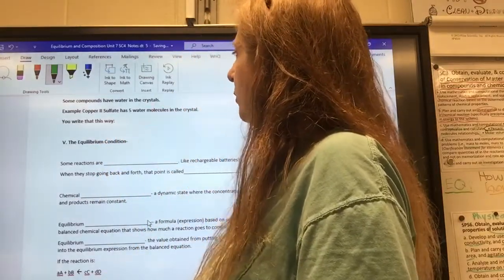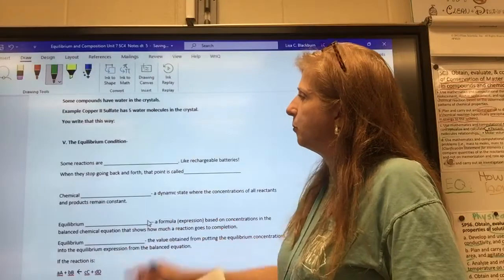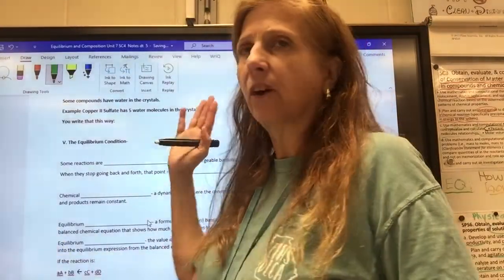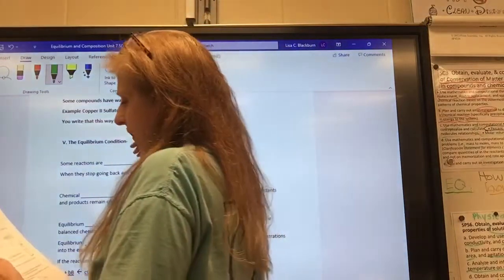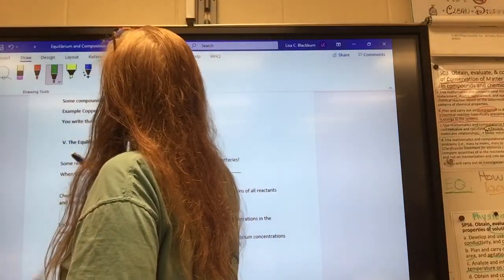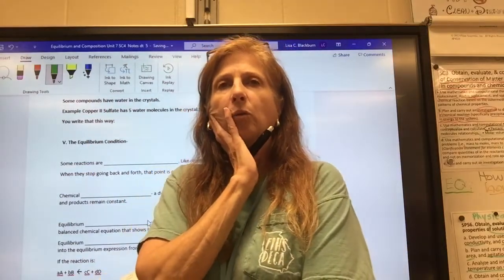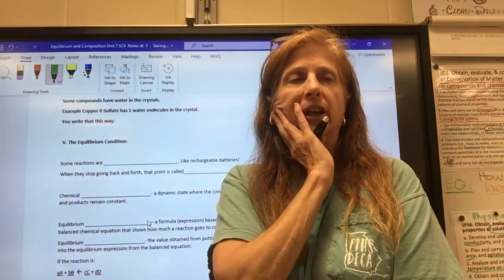An example is copper 2 sulfate has 5 water molecules in its crystal. So how you write this is like this. You write the formula for copper 2 sulfate. Now, how do I get the formula? Let's review that. What's the charge on copper in copper 2 sulfate?